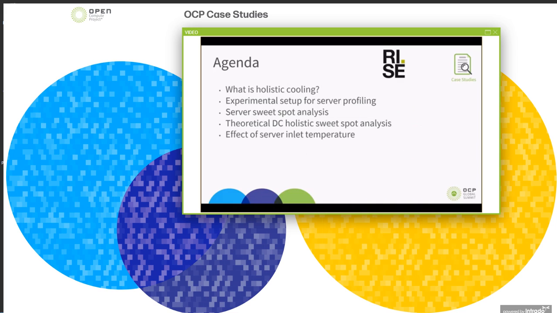On the agenda today, we're going to talk about what is holistic cooling. I'm going to show the experimental setup used for the server profiling, as well as the results of the server sweet spot analysis. These results are going to be applied in a theoretical fashion to a real data center to obtain a holistic sweet spot. And finally, we're going to take a look at the effect of server inlet temperature on data center efficiency.